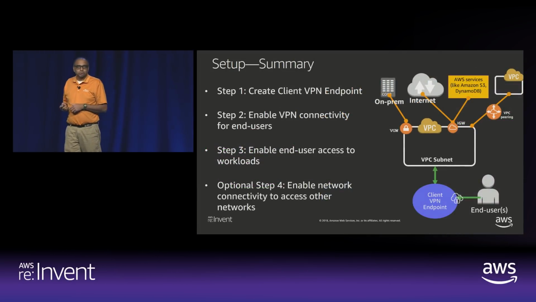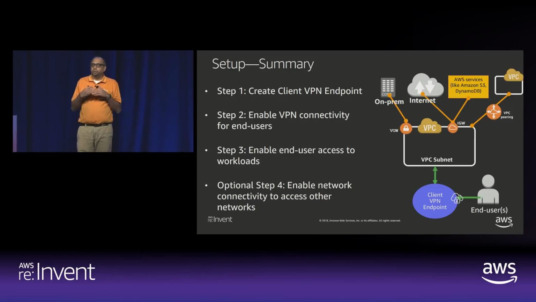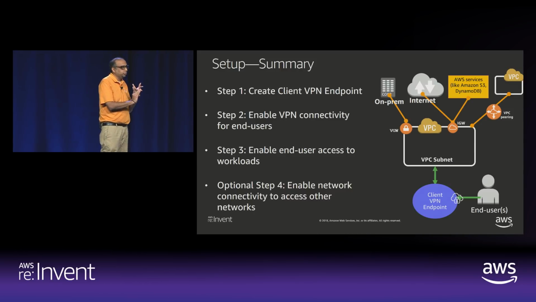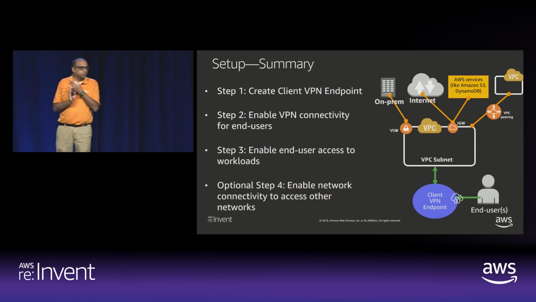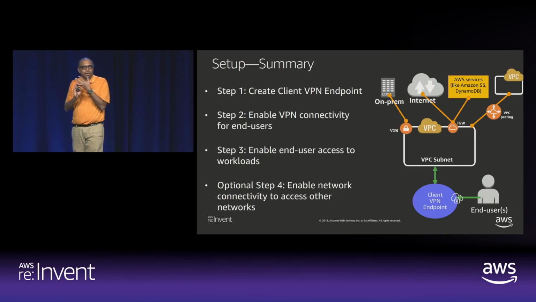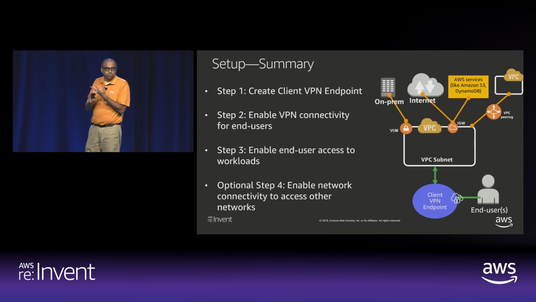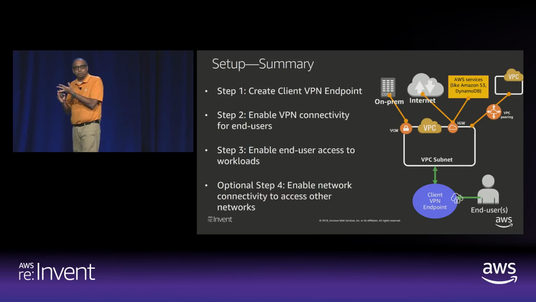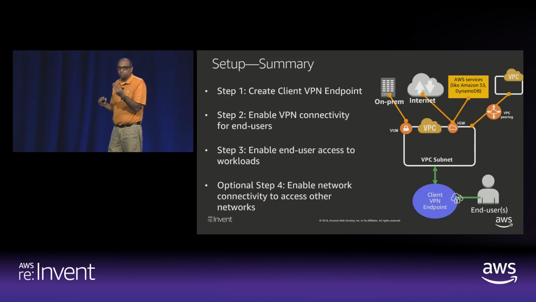So, a quick summary. There are 3 mandatory steps. The first step is creating your endpoint. The second step is enabling VPN connectivity for your end users, and the way you do that is by associating a subnet from a VPC to the endpoint. The third step is enabling access to that VPC for your end users, and the way you do that is by configuring authorization rules. So these are your 3 mandatory steps.